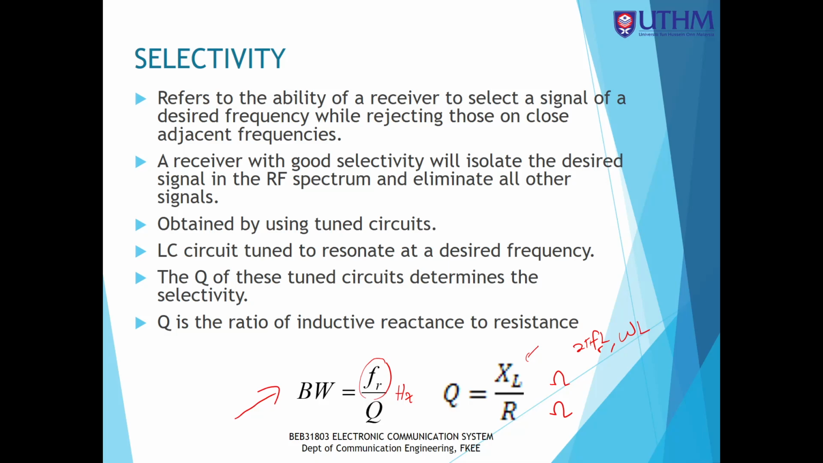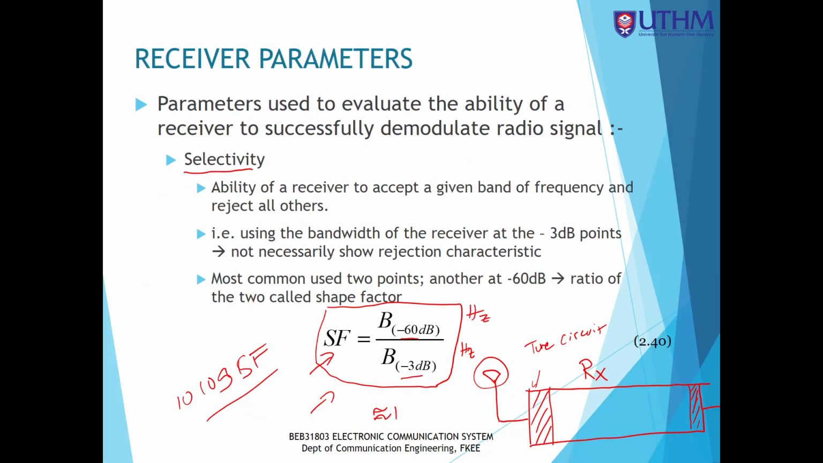So normally in the question when we ask to find the selectivity parameter, it is normally referring to the Q parameter. In your lecture notes, in the example, when it mentions the selectivity parameter, it is asking about the Q parameter. Selectivity has a few parameters: the Q parameter, the bandwidth of the tuned circuit, and also the shape factor. So there are actually 3 parameters for selectivity under the selectivity topic.